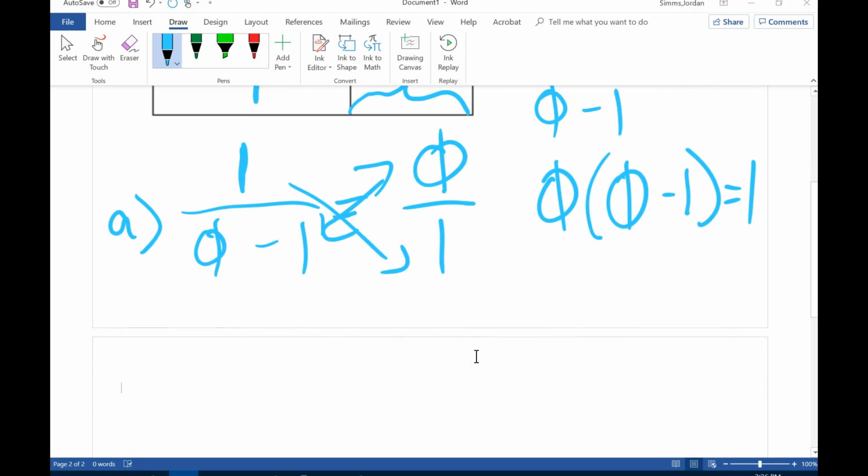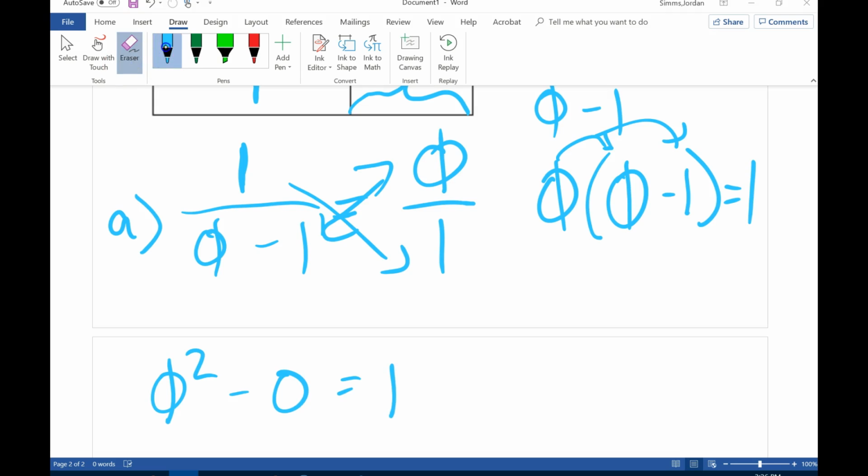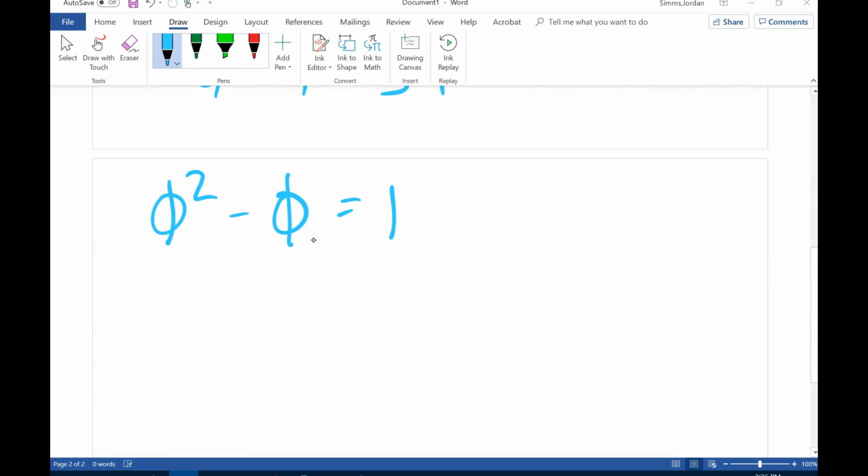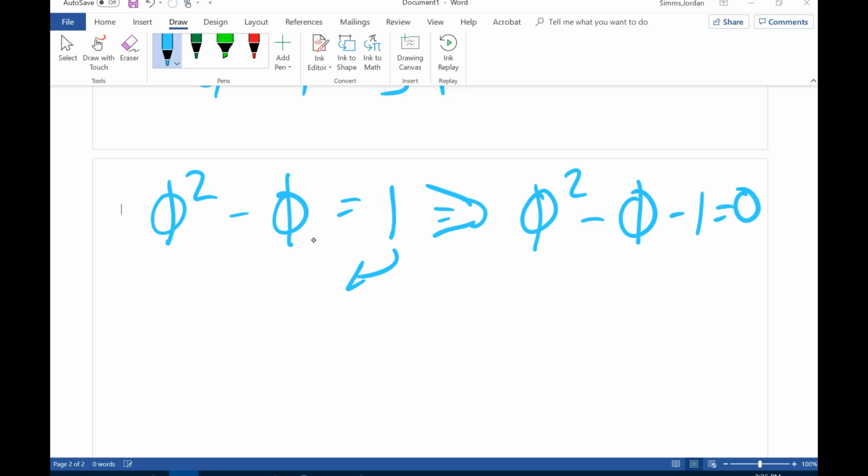Now if I do some distribution here and distribute that, I'm going to get phi squared minus phi equals 1. Now we can just rearrange this again. I can move this 1 over here by subtracting. So that's going to give us phi squared, or x squared if you want to think of it like that, minus phi minus 1 equals 0. So if we're going to use the quadratic here, a is 1, b equals negative 1, and c equals negative 1.